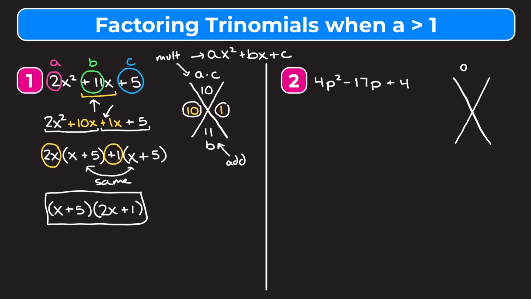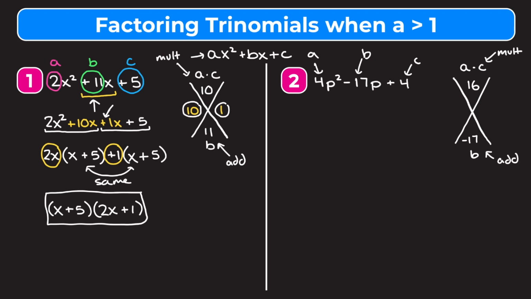Up top, we're going to have a times c. So our a value is 4, and our c value is 4. So we get 16. And remember, this is a, and this is c. On the bottom, we're going to put our b value. This is our b value. So our b value is negative 17. So now we need two numbers that multiply to 16 that add to negative 17.